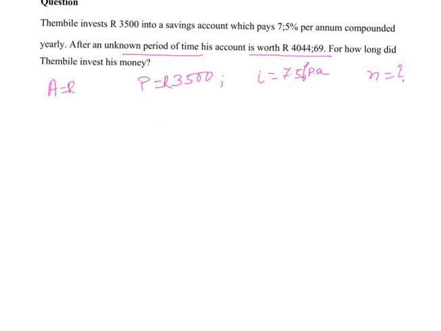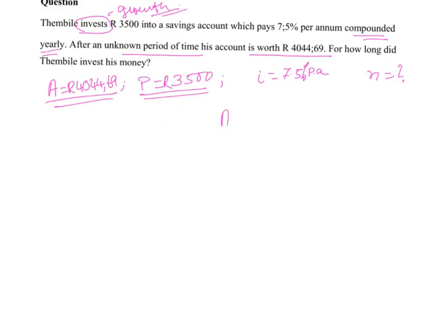So you must understand these terminologies that they use, and you must be able to distinguish which is P and which is A from the question. That is very important. Now it is compounded yearly, so you can see it is an investment. That tells me it is growth. Depreciation is decrease.